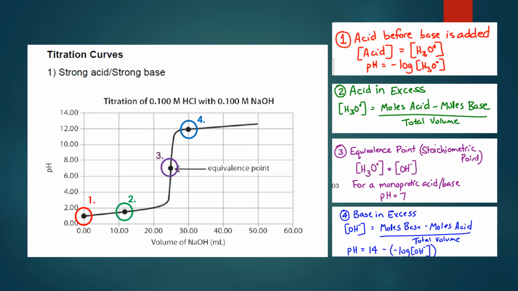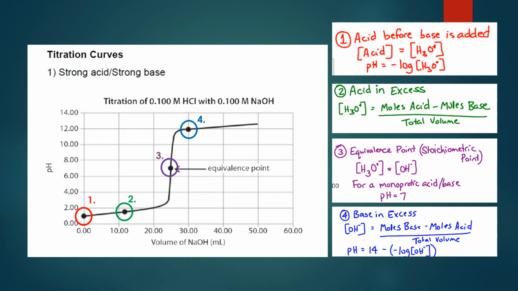Finally, for number 4, we have base in excess. So the concentration of hydroxide here is the moles of base minus the moles of acid divided by the total volume. In this case, we're doing our neutralization, but we have extra base. And our pH is going to be 14 minus the negative log of the concentration of hydroxide. The reason for that is because we're converting it into an acid-land term when we're looking at a base-land concept by doing the negative log. So we're going to be calculating the pOH and then taking it from 14.